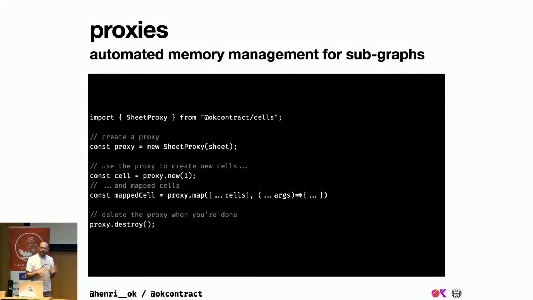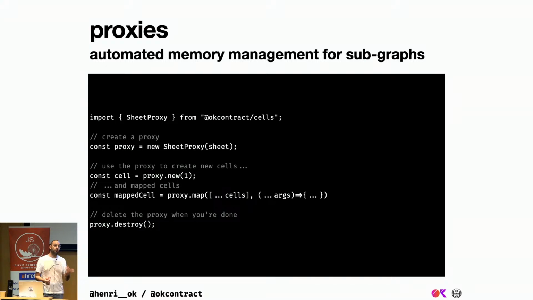So let's see how proxies work. Basically, they are automated memory management for these subgraphs. What you do is you just create a new proxy for a sheet, and every new cell that you create will be attached to that proxy. And when you leave, you can call proxy.destroy, which cleanly destroys the whole subgraph.